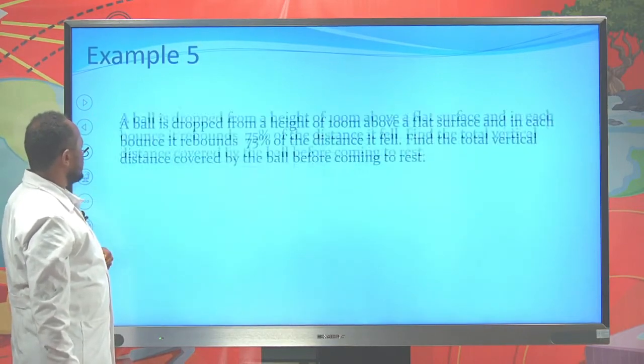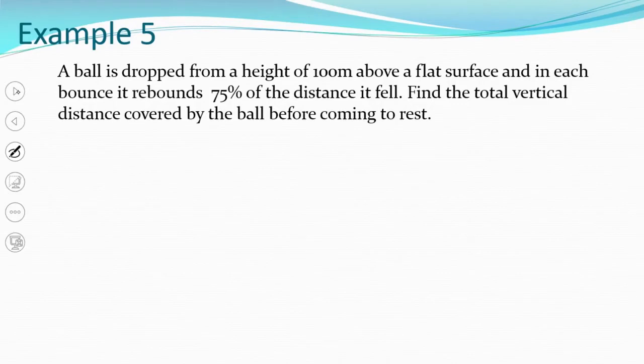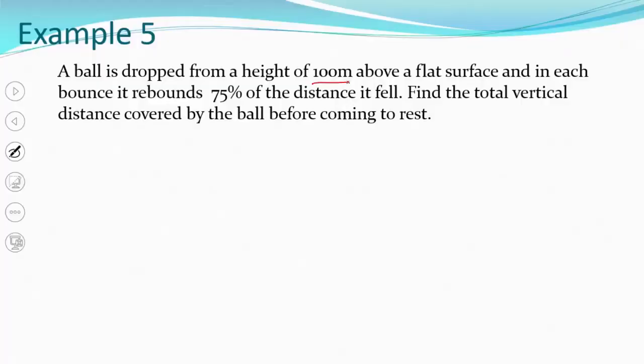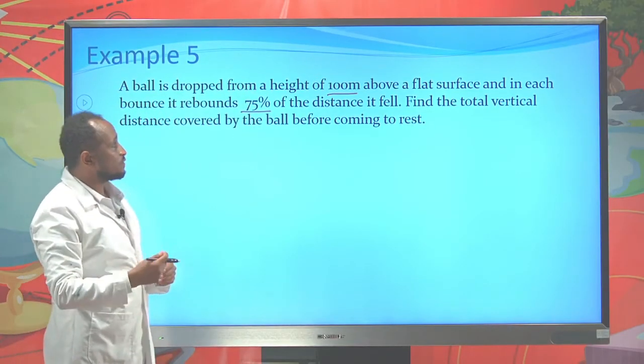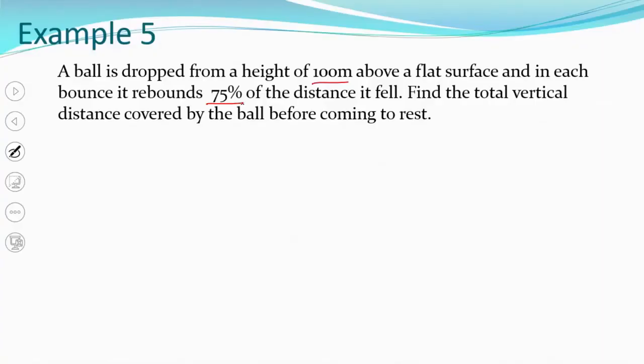Okay, the fifth example is this one. Let's see this. A ball is dropped from a height of 100 meters. It's dropped from 100 meters above a flat surface. And in each bounce, it rebounds 75% of the distance it fell. So you are asked to find the total vertical distance covered by the ball before coming to rest.